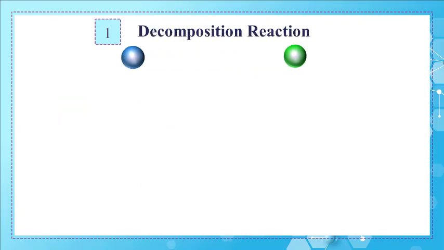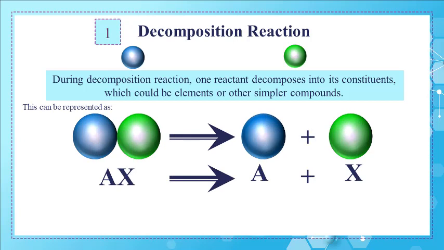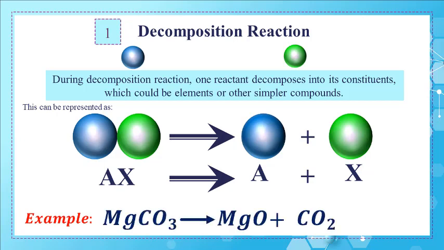The first type is called decomposition reaction. During decomposition reaction, one reactant decomposes into its constituents, which could be elements or other simpler compounds. This can be represented as AX gives A plus X. For example, MgCO3 decomposes into MgO and CO2.